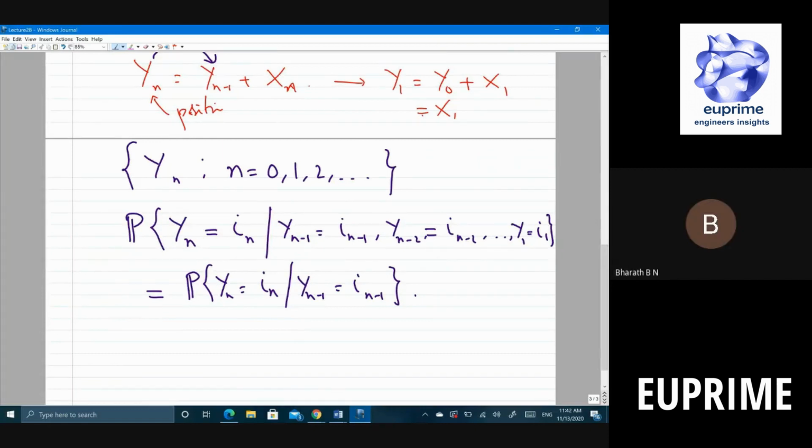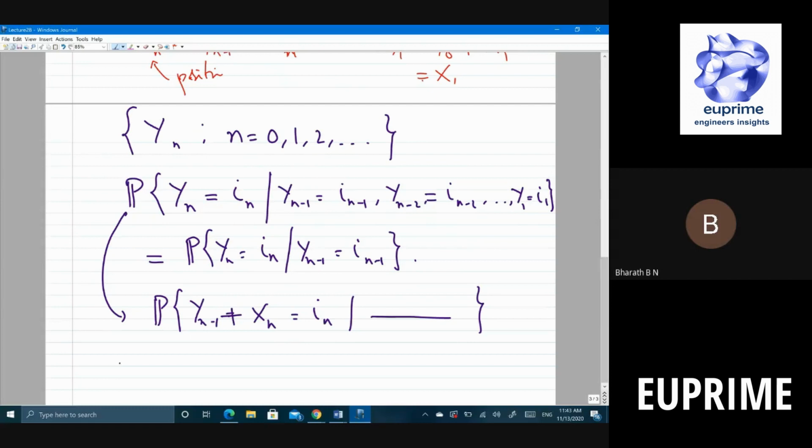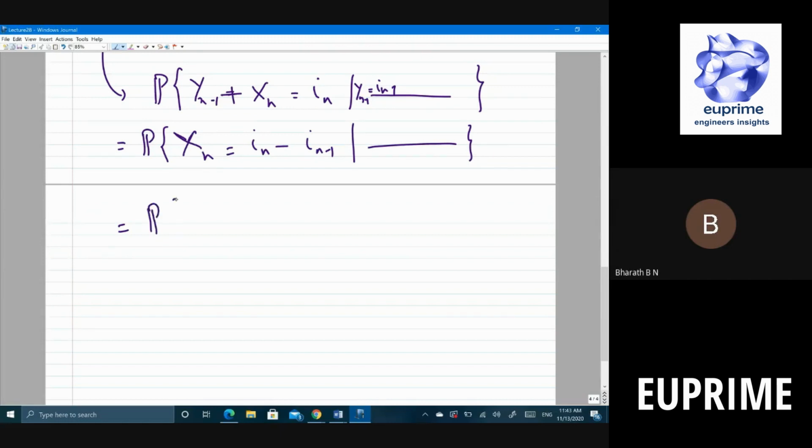Actually, this follows from definition. So what is Yn? I can write Yn is Yn minus 1 plus Xn. Yn minus 1 is conditioned on in minus 1, so it becomes Xn is equal to in minus 1. Xn is independent of all Yn minus 2, Yn minus 3 by construction or by definition. This is how you generally prove. What is Yn? Yn minus 1 plus Xn is in, given all this. Since I'm conditioning on Yn minus 1 equal to in minus 1, by definition this is nothing but Xn equal to in minus 1, because it doesn't depend on anything else.